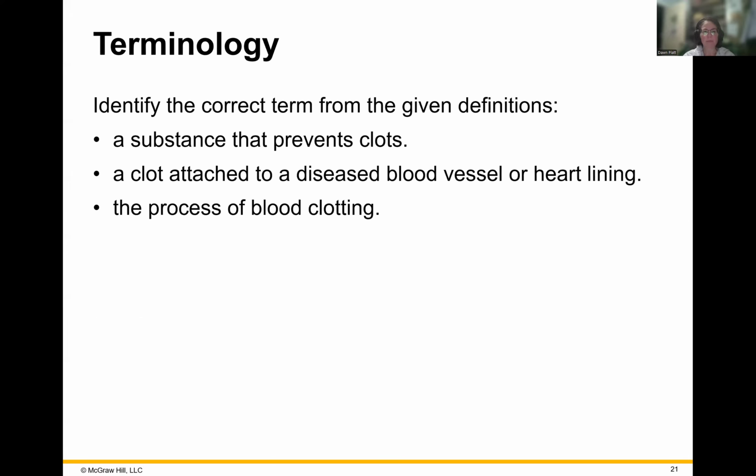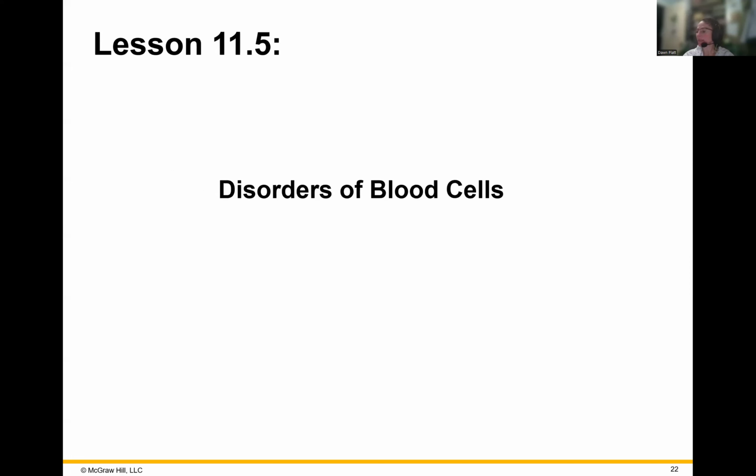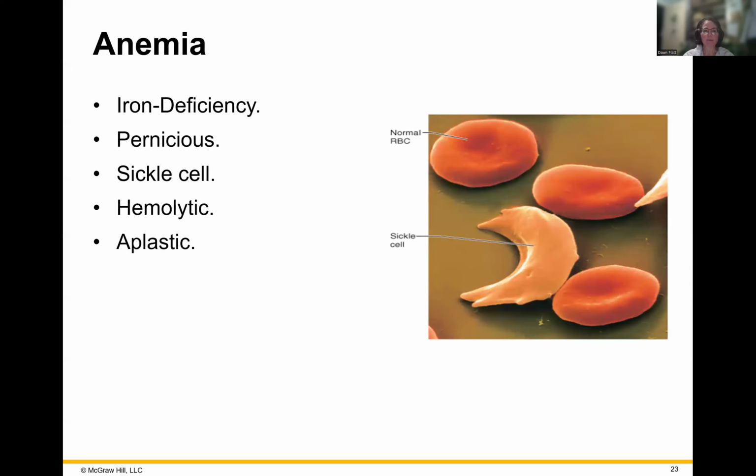Sorry about that. And then here we go. Identify the correct term for the given definitions. A substance that prevents clots, a clot attached to a diseased blood vessel or heart lining, the process of blood clotting. So you guys can take a look at those, see if you can find them.